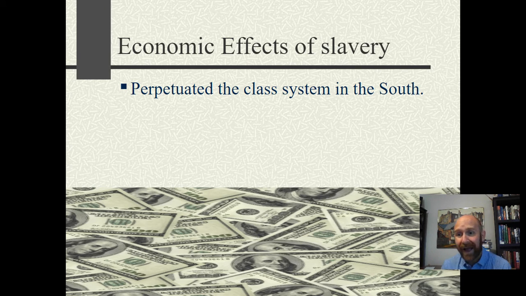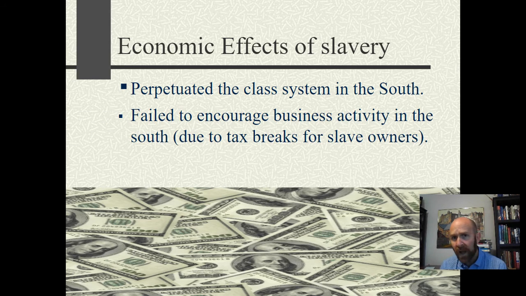It perpetuated a class system in the South that trapped not just slaves, but the majority of poor Southerners, in what was essentially poverty. Slaves definitely had it the worst, right? But even the majority of Southern whites are going to be trapped in the lower classes because of slavery. We also know that the people who had money in the South failed to invest in businesses because you could just make a killing buying more land and more slaves.